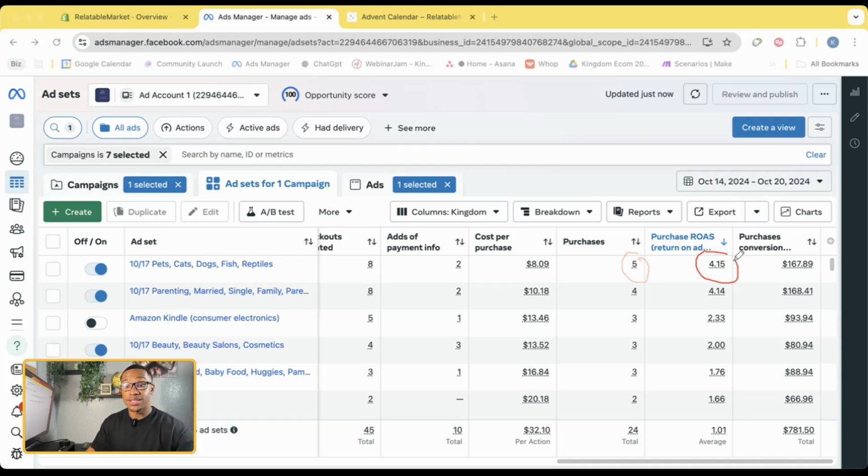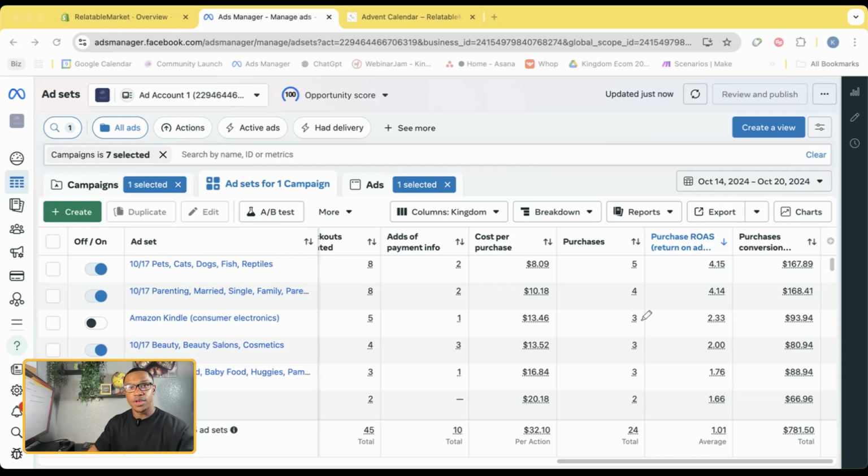So that's why we always need to make sure that it has at least 3 purchases and a good ROAS. Because it does not make sense to put money into something that has 3 purchases, but the return on ad spend is low. Why would I put more money into something that's barely making me money? So that's the mindset behind the ROAS being super important.